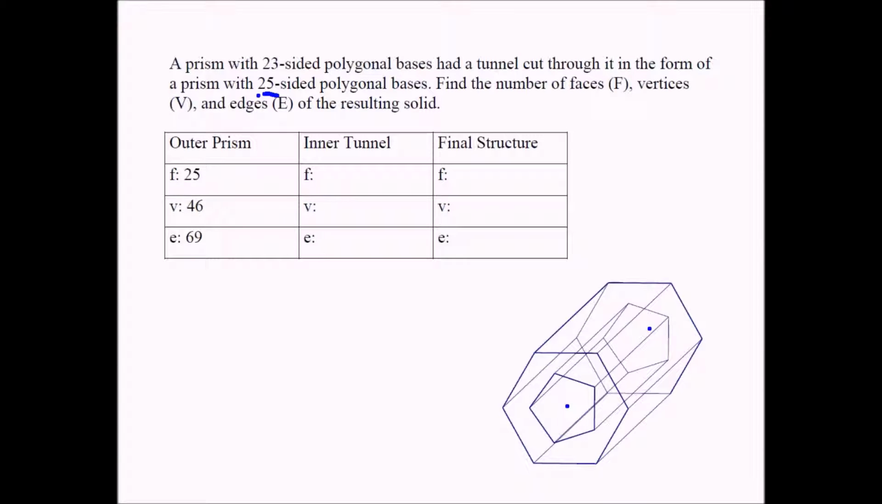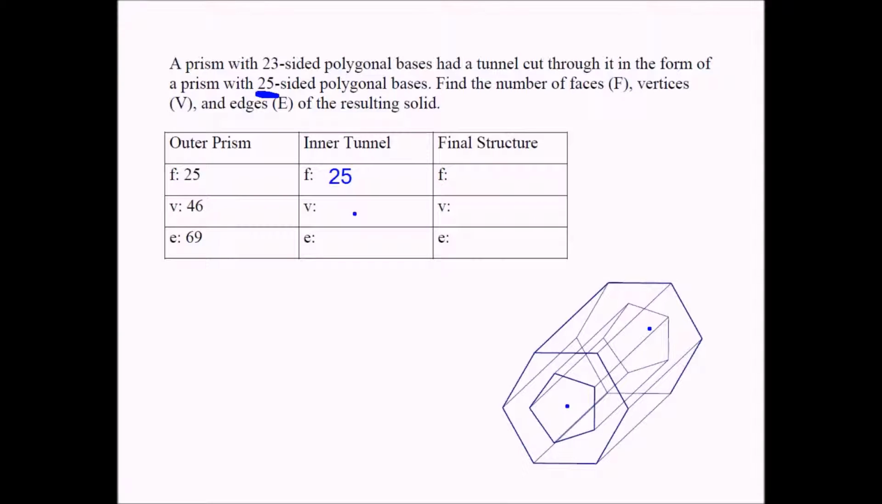So let's go back to our tunnel in the original question. Our tunnel is a prism that has bases shaped like 25-sided polygons. Now, how many lateral faces would my inner tunnel have? The inner tunnel will have only 25 lateral faces because I'm not taking the bases into account. If it was a prism all by itself, it would have 27 faces, but it only has 25 because 25 faces are the faces we are interested in. I'm going to write 25 here.